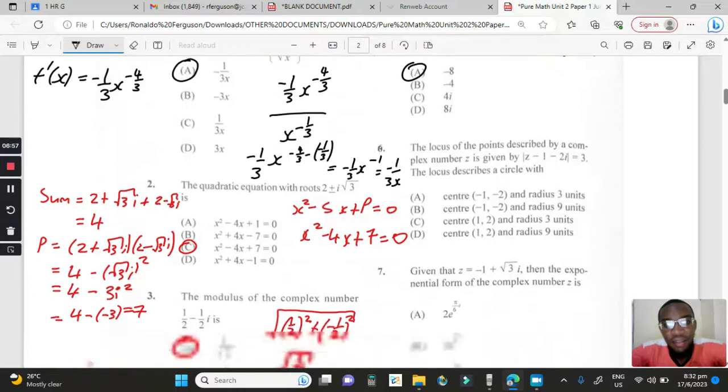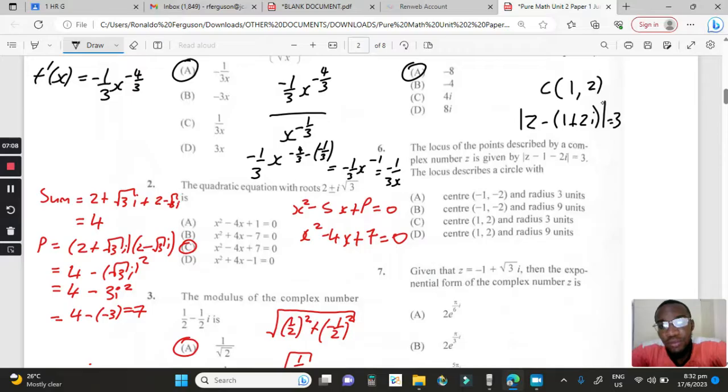That's not bad. This one now, if you factor out the minus, it's z minus in bracket 1 plus 2i equal to 3. So the center is 1, 2, and the radius is 3. So the center 1, 2, radius 3, C.